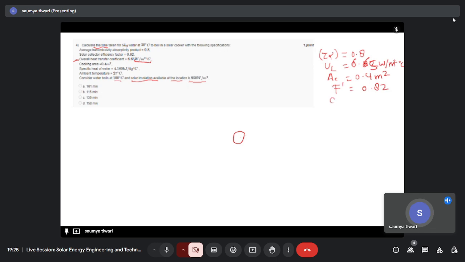The specific heat of water, which we already know, is 4.18 kilojoule per kg per degree Celsius. Ambient temperature is given as 27 degrees Celsius, and the insolation is given as 950 watt per meter square. Now we have been asked to calculate the time, right? So first we know the formula. First we need to calculate the time constant, right?